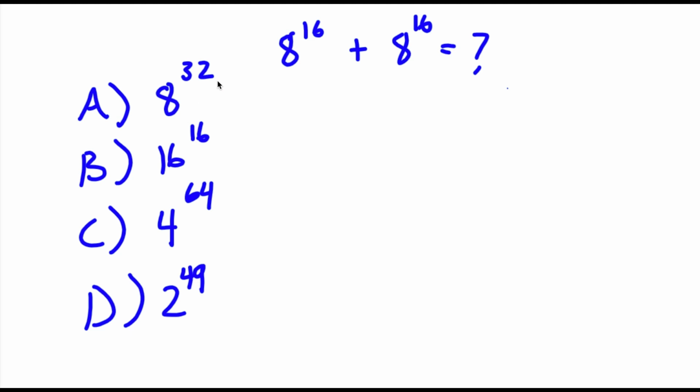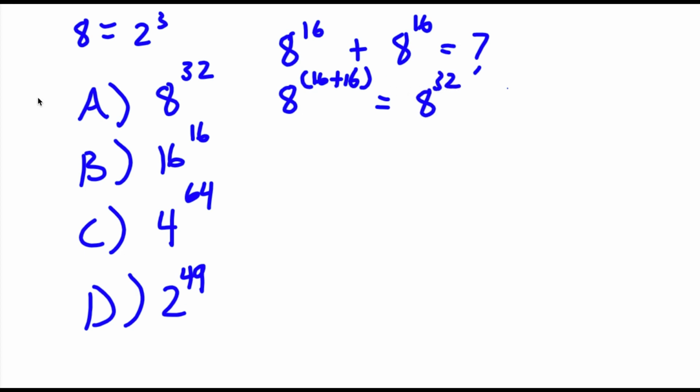So 8 here, this is equal to 2 to the power of 3, right? So let's try out A. What they did was they simply kept the base the same and added the exponents. So they did 8 to the power of 16 plus 16. 16 plus 16 is 32, so they did 8 to the power of 32.